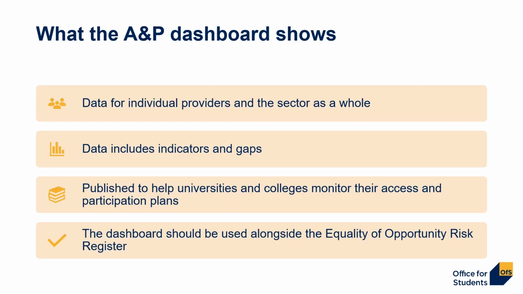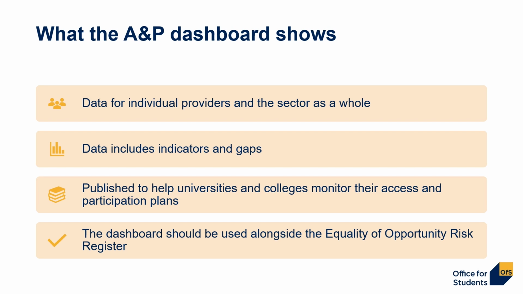The Access and Participation Data Dashboard shows data for individual providers and for the sector across different student characteristics. The data includes indicators and gaps as measures of performance for each stage of a student's journey through higher education. When we say gaps, we mean differences in outcomes between groups of students with different characteristics. These measures of performance are used when talking about indications of risk at a provider.